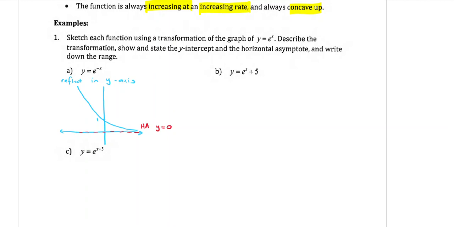A proper sketch should probably show an extra point. So let's put in -1, and what would the value up here be at -1? E, very good. So this is the point -1, e. And I meant to also write down the range. What's the range? Yes. Y is greater than 0.